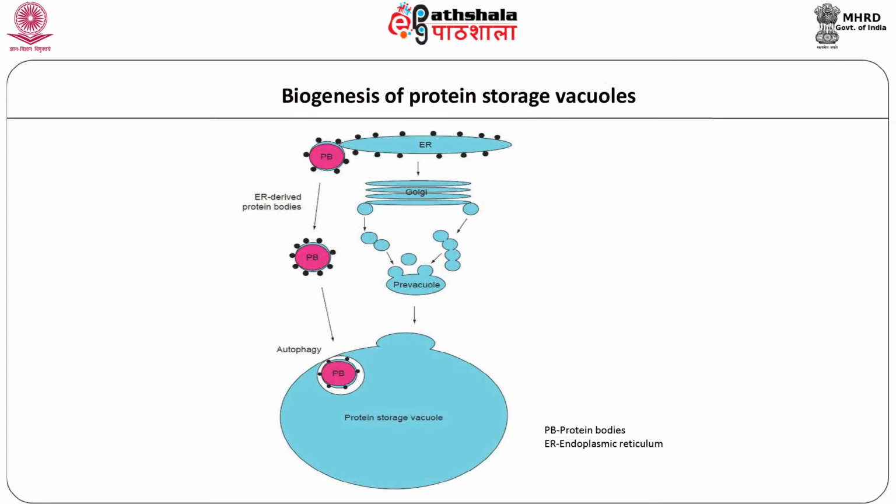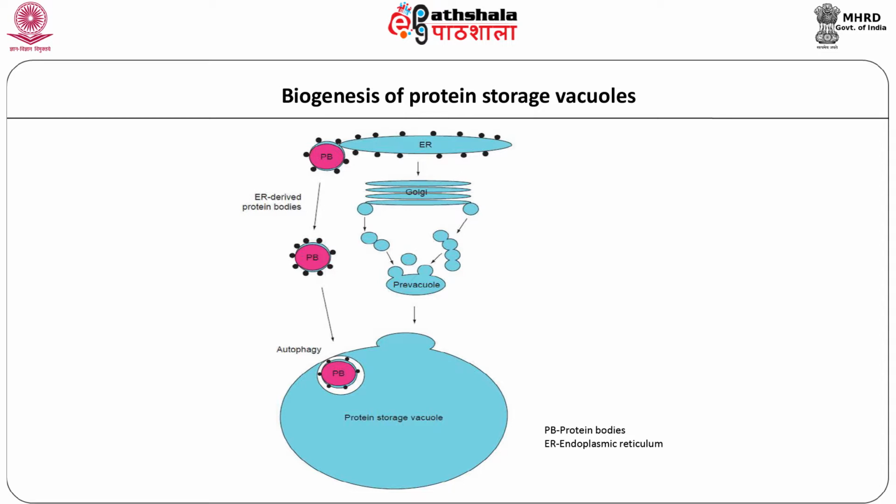Biogenesis of protein storage vacuole. This diagram illustrates the ontogeny of protein bodies, that is PBs, and protein storage vacuoles, that is PSVs. PBs form through the aggregation of storage proteins within the endoplasmic reticulum, or ER.